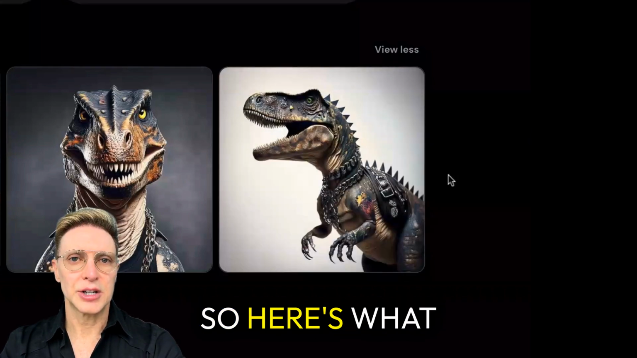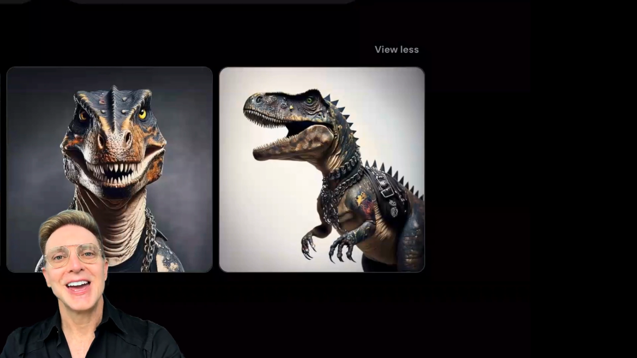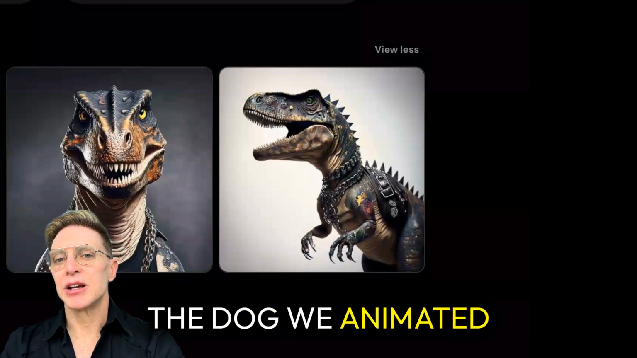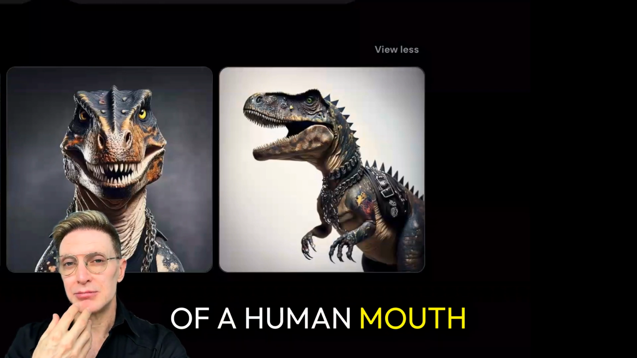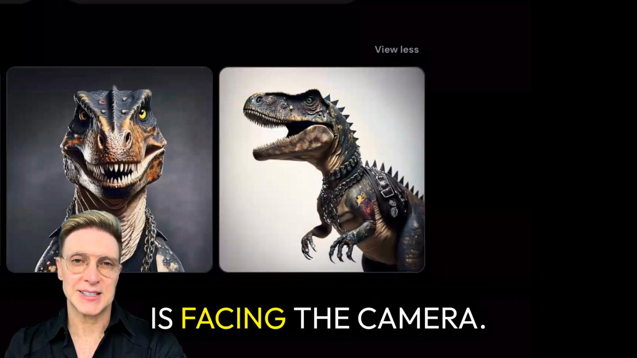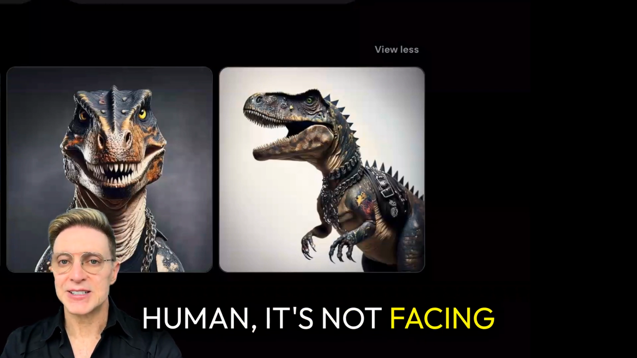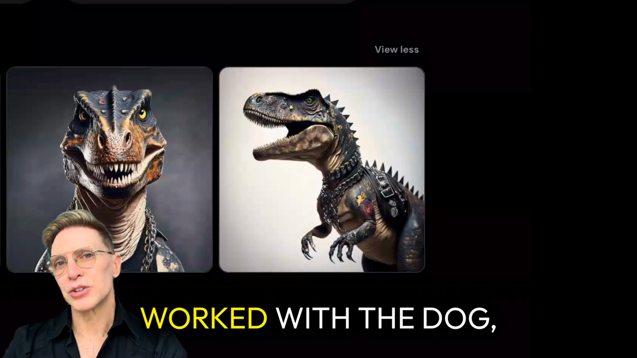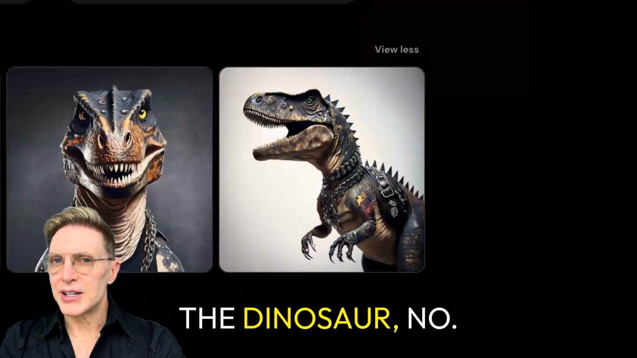Disaster. So here's what we've learned. Hedra is intended to lip sync for humans, not for animals, and especially not dinosaurs. The dog we animated turned out decent, not perfect. It tries to create more of a human mouth with the lips and the teeth. It also helps when the character is facing the camera. In the case of the dinosaur, it's not human, it's not facing the camera, and the mouth is way too big. That's why it kind of worked with the dog, because we had a small mouth, and Hedra can kind of make that work. The dinosaur, no.